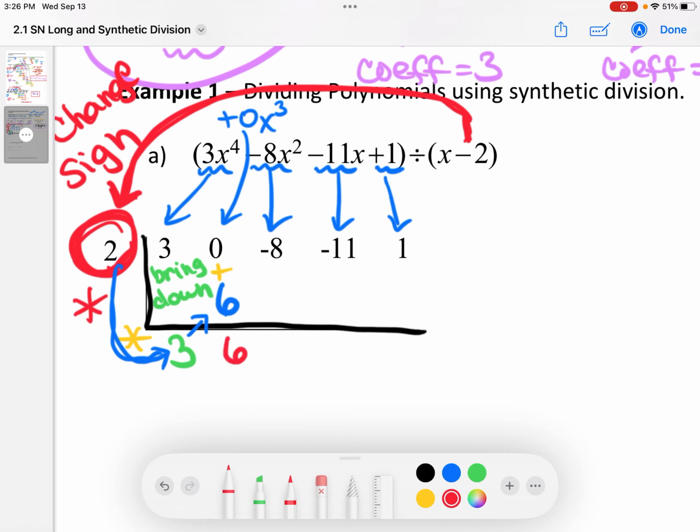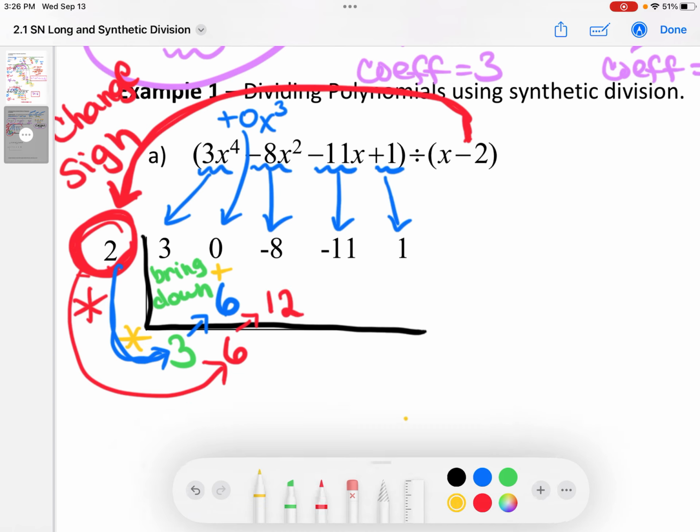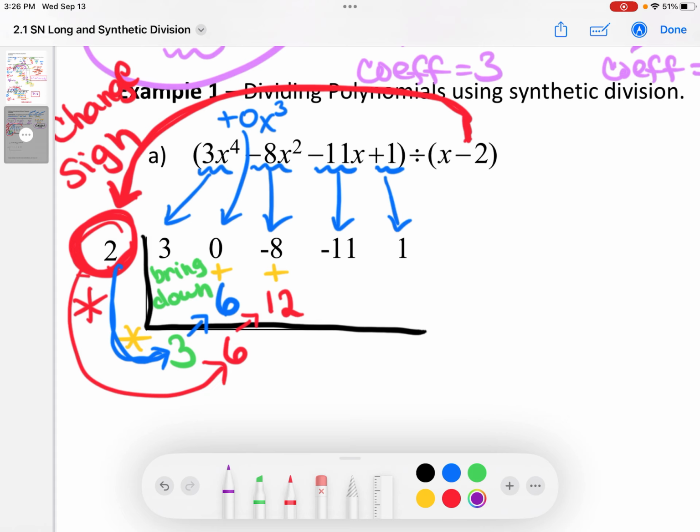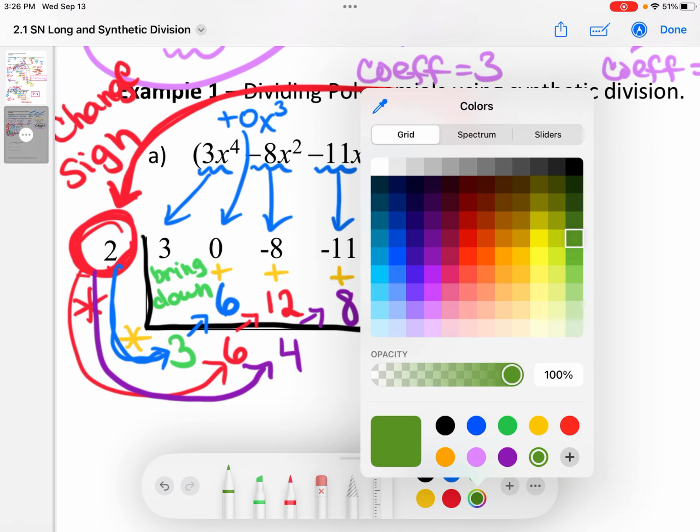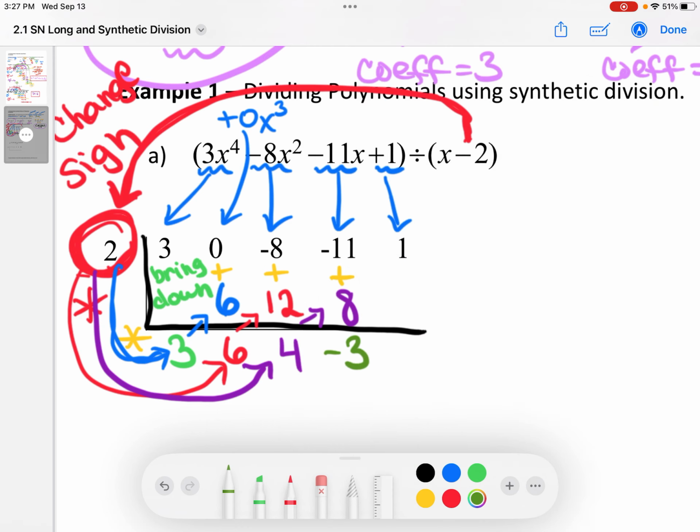There's our next value. We take this 2, multiply by 6, write the number up and over. That's 12. Then we add. Negative 8 plus 12 is positive 4. And now we multiply again. Multiply this 2 by that 4. The number goes up here. That is a positive 8. And then we add, and when we add there, we get negative 3.